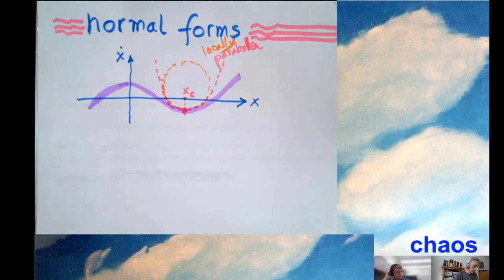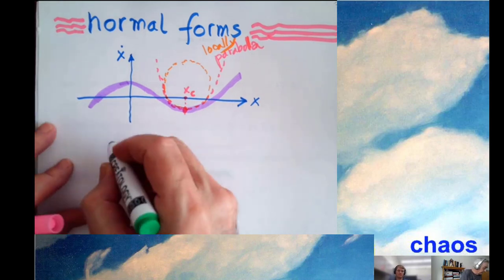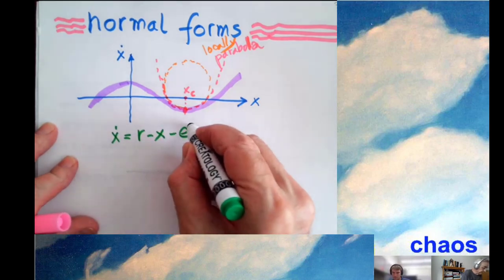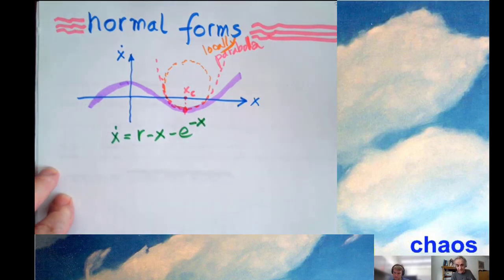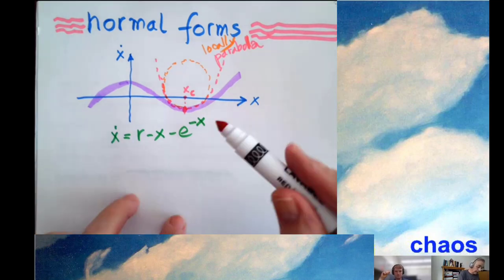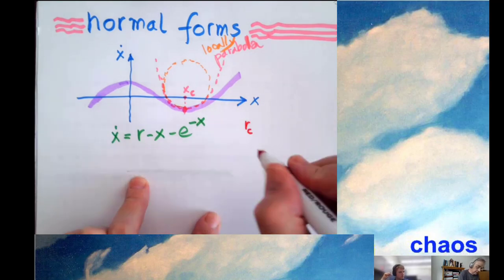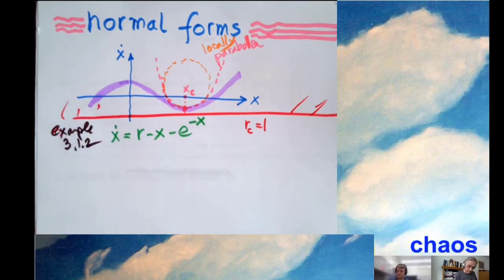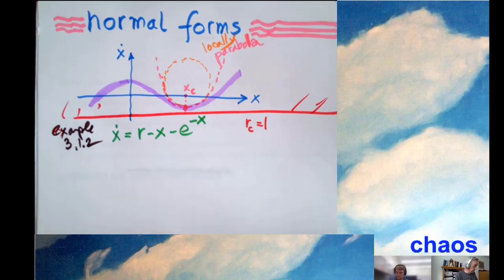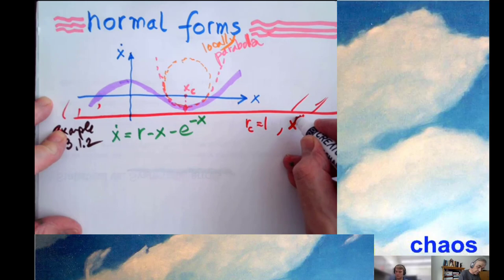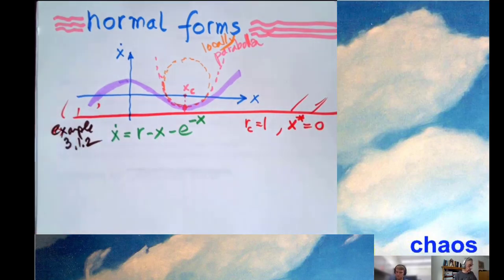So to go back to our example, we are looking at x dot equals r minus x minus a function whose name we know, it's exponential, but we don't actually know it unless we draw it. And we know that this function has a critical value, 1, 3.12 in Strogatz's book. We know it has a critical value at which bifurcation happens. And we also know the place in space where this happens. In this example, it was at the origin.